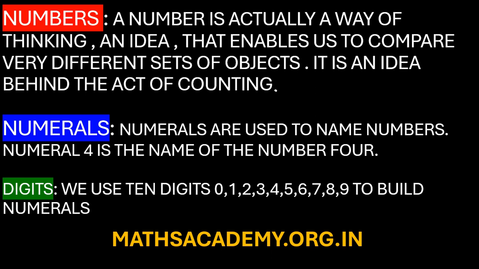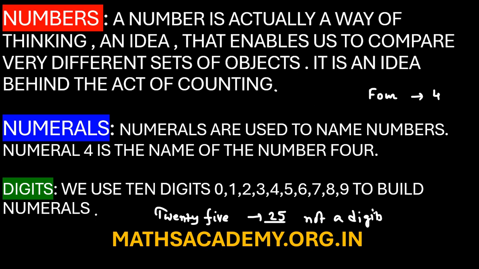What are numerals then? Suppose the number is 4, then how can we denote this 4? We denote it by this symbol. This is the numeral. We have ten numerals, known as the digits 0, 1, 2, 3, 4, 5, 6, 7, 8, 9. These digits we use to form the numbers. If I say 25, it is 2, 5, 25. So 25 is a number but not a digit. Digits are only 0 to 9. These 10 digits we use to form the numbers.